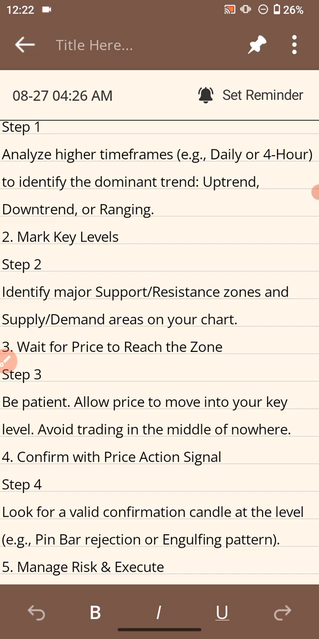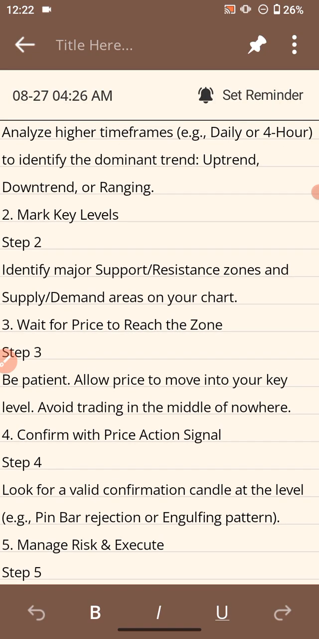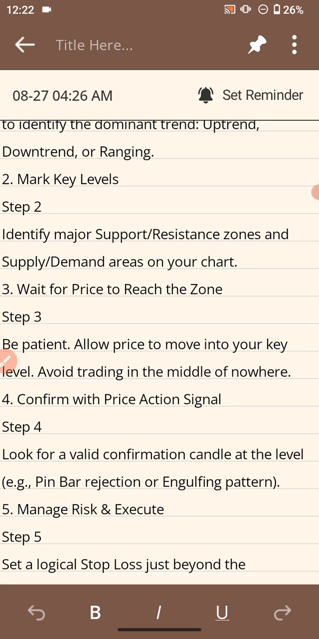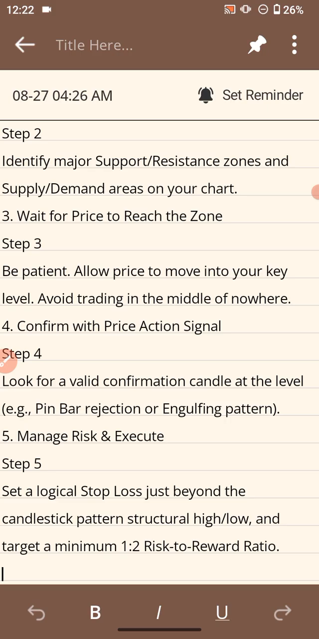Number 2, mark key levels. Step 2, identify major support resistance zones and supply/demand areas on your charts. Then number 3, wait for price to reach the zone. Step 3, be patient. Allow price to move into your key level. Avoid trading in the middle of nowhere.